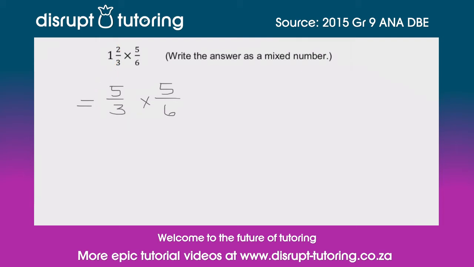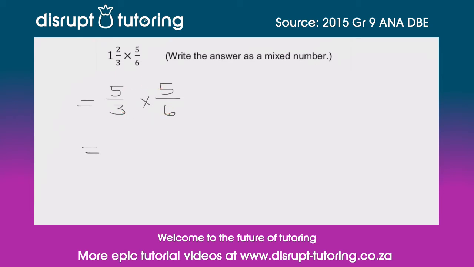Now, when it comes to multiplication of fractions, it's a lot easier than addition and subtraction because we don't need to do anything to our denominators in order to be able to multiply or divide. So all we would do is we'd multiply the numerators together and we would multiply the denominators together. Before we do that, we always need to check whether or not there's anything that we can simplify. And in this case, there isn't anything that we can simplify. So we'll go straight into our multiplication.